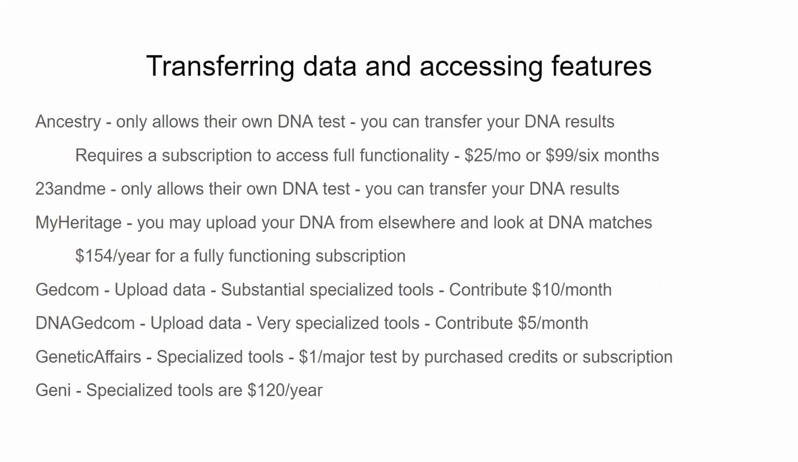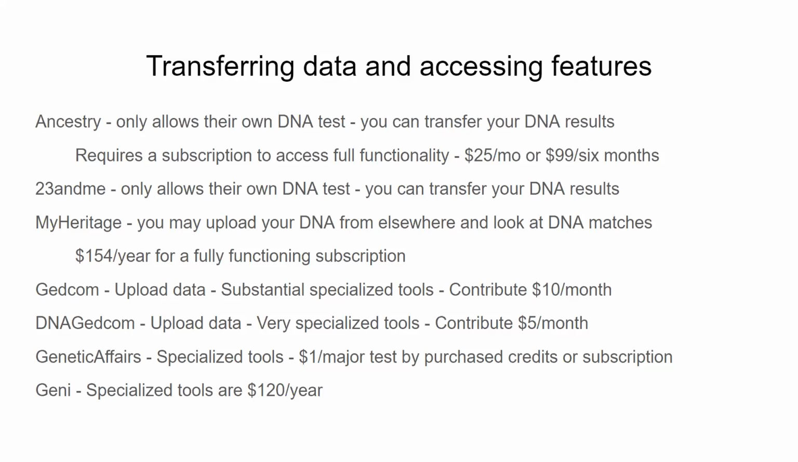23andMe, again, only allows their own DNA test on their site, but you can transfer your DNA results elsewhere. 23andMe, to be honest, is basically about health and genetics in that sense. MyHeritage allows you to upload your DNA from elsewhere and look at DNA matches. They're sort of structured around the weird idea that you build a family website on MyHeritage and allow other people to see what you're doing. If you want to take advantage of all of their functions, it's about $150 a year.